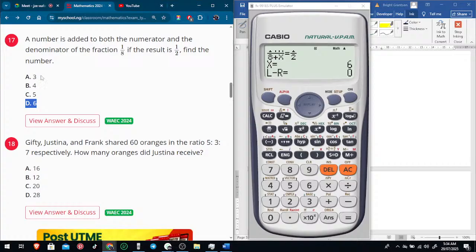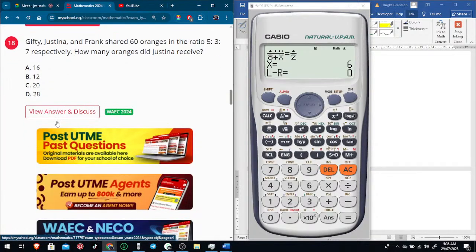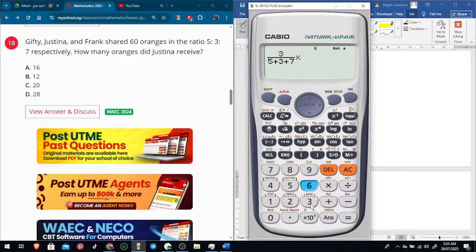Very good. Justina, Frank and France shared 60 oranges in the ratio 5:3:7. How many oranges did Justina receive? Justina is the second one. So the second one, which is 3, over the total ratio 5 plus 3 plus 7, times the total oranges, 60. She received 12.